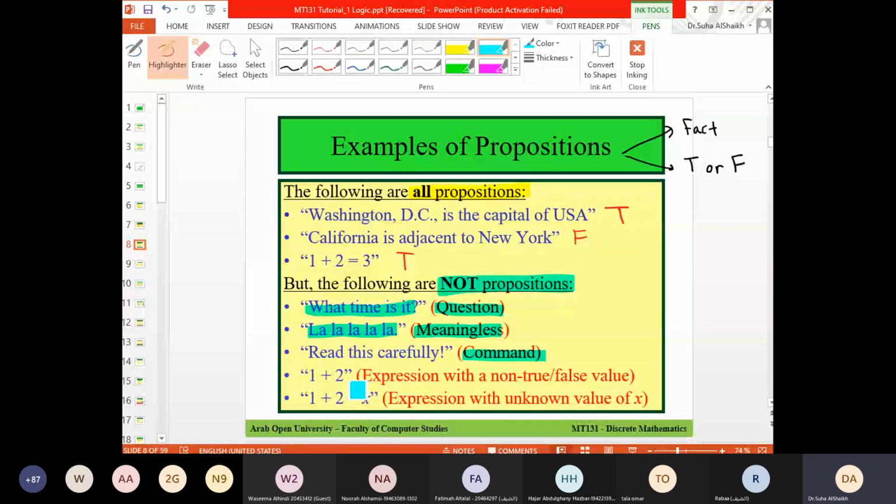When I say إن 1 plus 2, طيب إيش 1 plus 2? Just 1 plus 2. ما فيها معنى. ما تطلع true ولا تطلع false. It has no true false value. فأكيد it's not a proposition. الحين also we said إن لما يكون عندي 1 plus 2 equal to x, هذه فيها fact. لكن الfact cannot be known إلا لما أعرف value x. This is not a proposition.